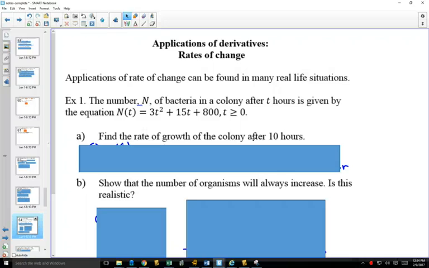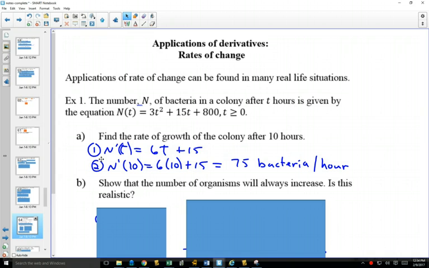So another application of derivatives, we've seen kinematics. Now we're going to look at rates of change, because that's what a derivative is. It is a rate of change. And so if we have a function, like this first example that says this is how many bacteria there are in a colony after T hours. If we take the derivative of that, we find the number of bacteria per hour.